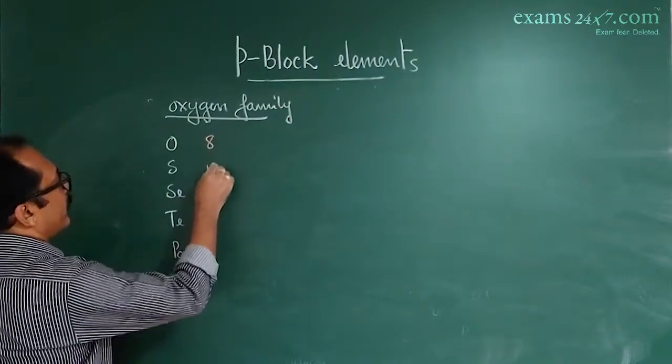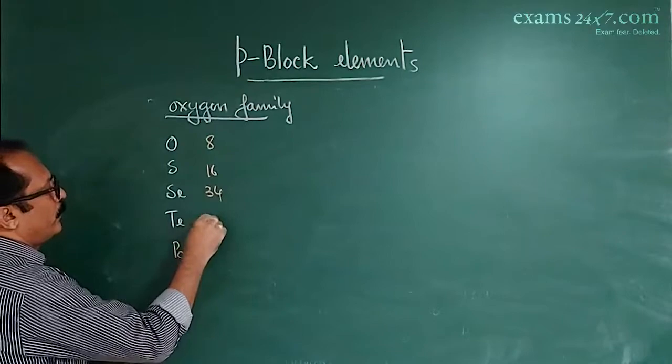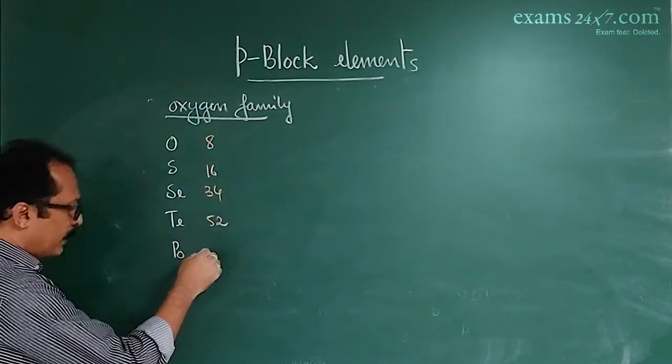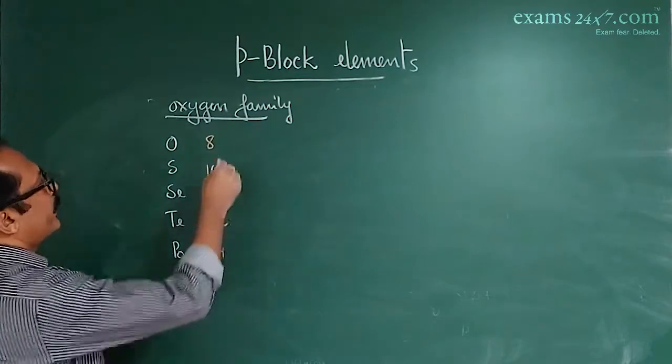The atomic number of oxygen is 8. Sulfur is 16. Selenium is 34. Tellurium is 52. And the next one is 84. Now, the electronic configuration.